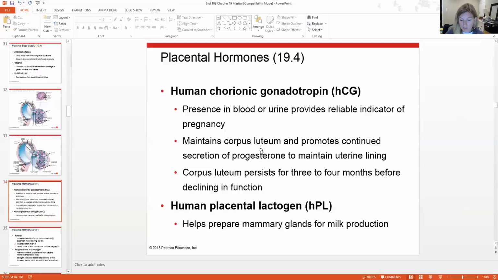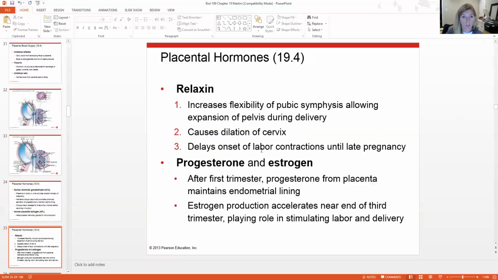The human placental lactogen, HPL, is preparing the mammary glands for milk production. So women as early as 3 or 4 months pregnant can start noticing changes in their breasts. Relaxin is a placental hormone that is released to increase the flexibility of the pubic symphysis to allow the pelvis to expand for delivery. It also causes the dilation of the cervix and delays the onset of labor contractions until late pregnancy.